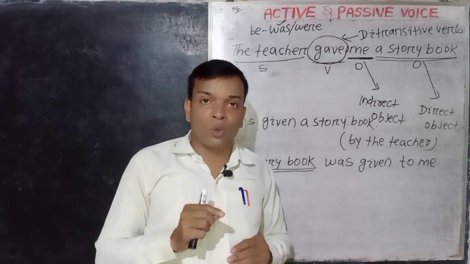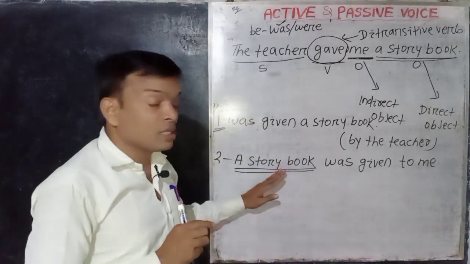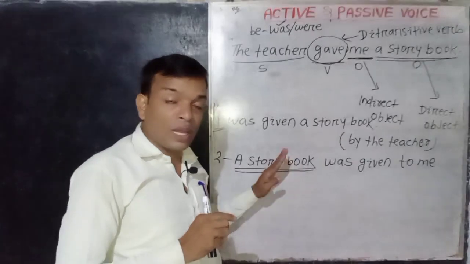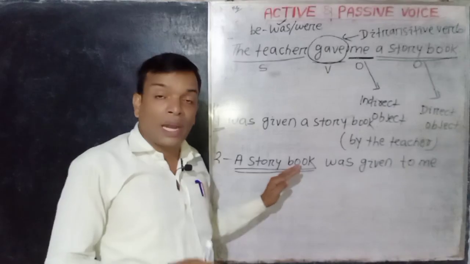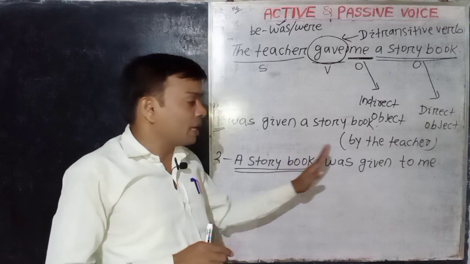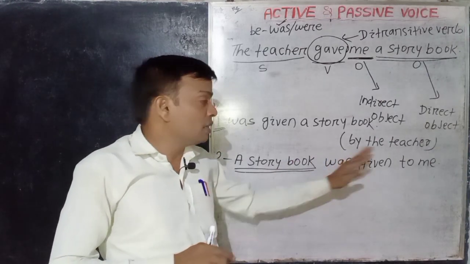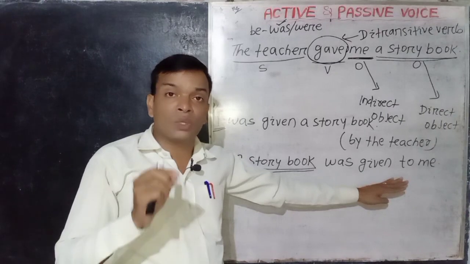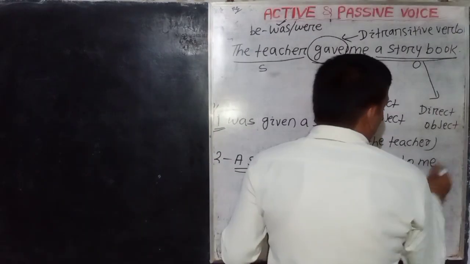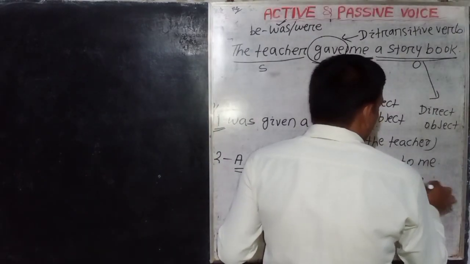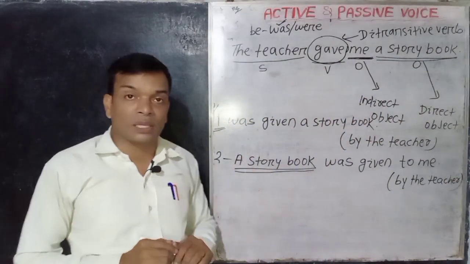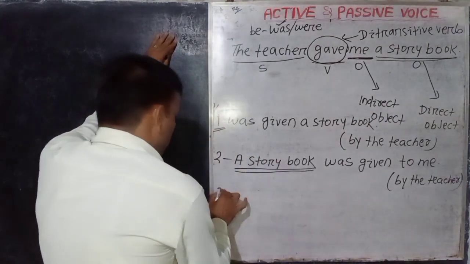The particular rule you should follow, that while you change the particular ditransitive verb into passive, and when you write the second type of passive, when you start the passive sentence with your direct object, and after writing the particular verb form, then write the indirect object with to. So the correct sentence is a storybook was given to me by the teacher. You must remember, this is the most important thing. Clear?